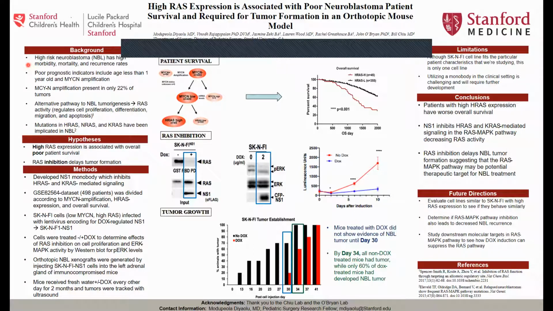In order to test this hypothesis, we developed a RAS monobody, NS1, that inhibits HRAS and KRAS mediated signaling by binding the allosteric lobe and preventing self-association and clustering, preventing RAS activation of downstream effectors.